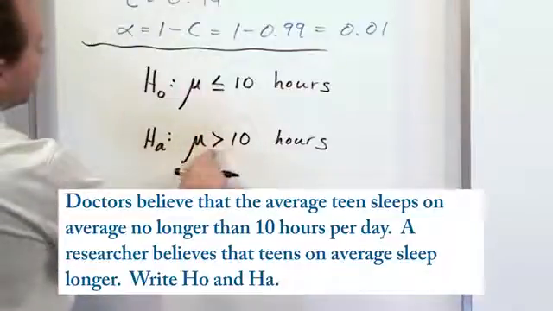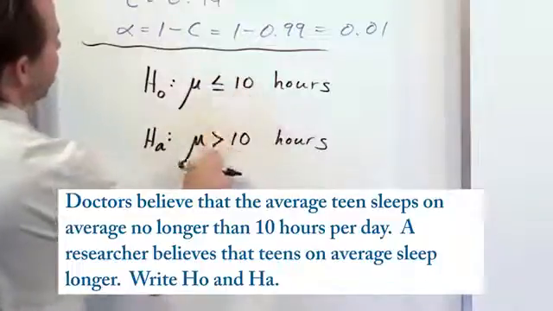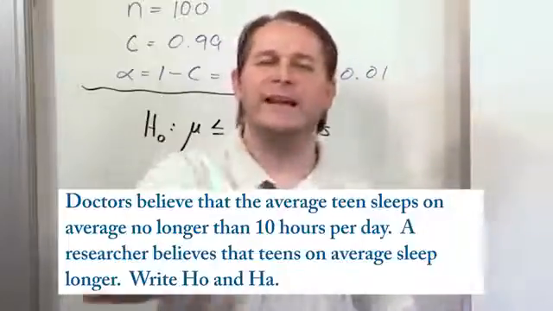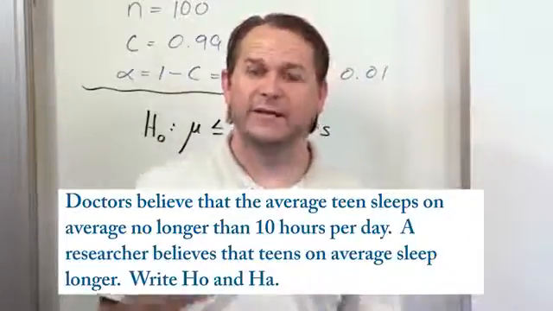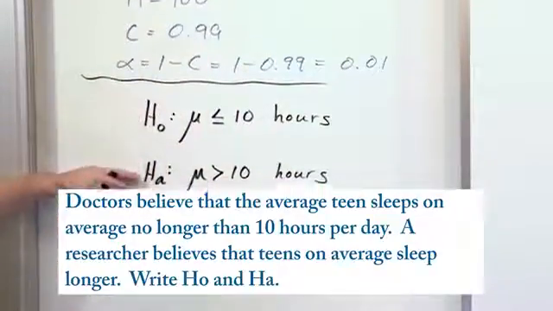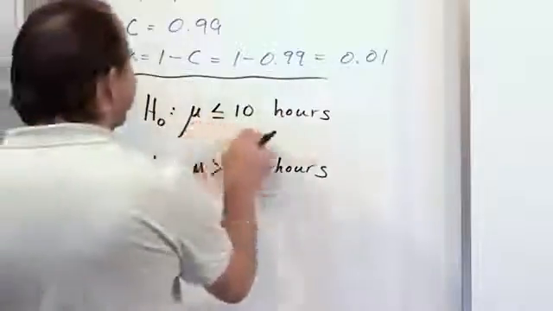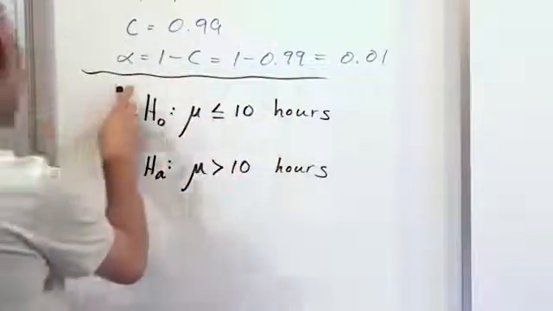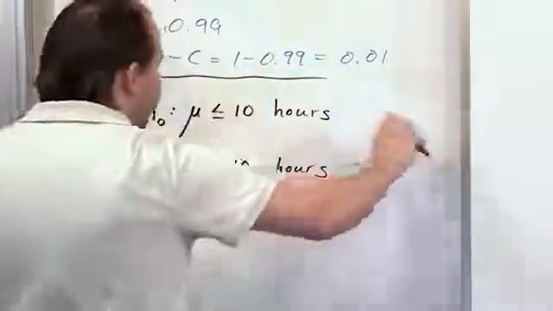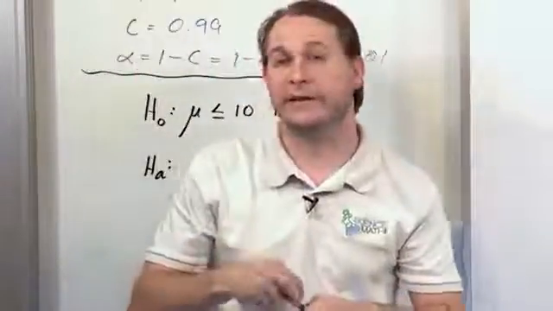Notice there's no equal sign here because the equal sign was in the null hypothesis. So this would be 10.1, 10.2, 10.3 hours, 11 hours, 12 hours, anything greater than 10, and exactly 10 would be included in the null. Also notice that the null and the alternate hypothesis are mathematical opposites of one another. The first hypothesis includes every number up to and including 10. The second one includes all numbers beyond 10. So together they include basically all possible answers for how many hours a teen could possibly sleep.